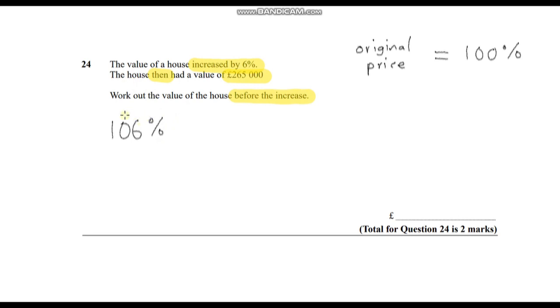Okay, so the value of the house represents 106%, and that corresponds to a value of £265,000.